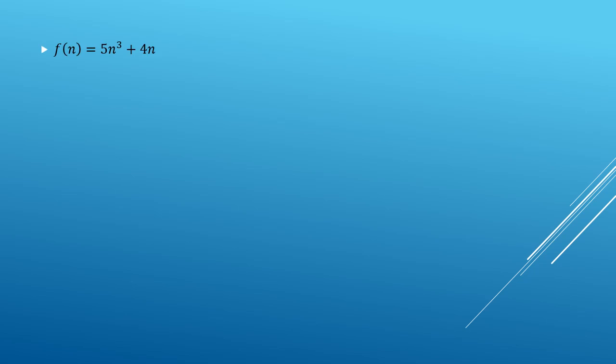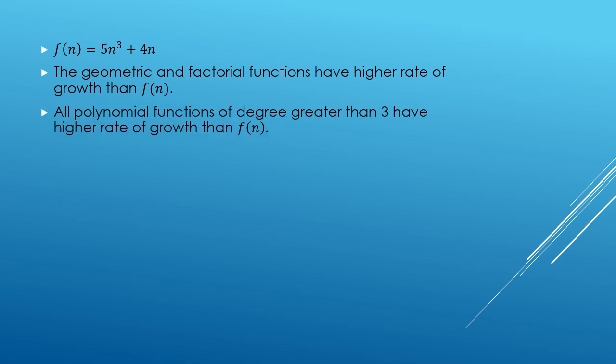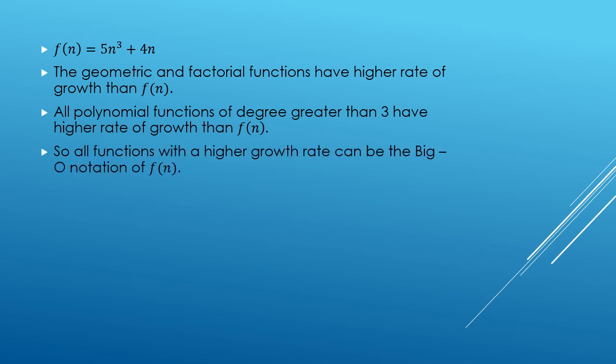Fn is 5n cubed plus 4n. The geometric and factorial functions have higher rate of growth than Fn. All polynomial functions of degree greater than 3 have higher rate of growth than Fn. So all functions with a higher growth rate can be the big O notation of Fn. That is, Fn is O of n factorial. Mathematically, this is correct because n factorial grows faster than Fn.